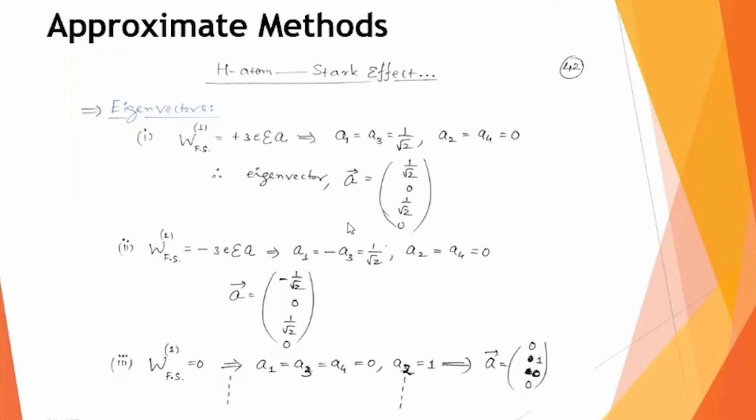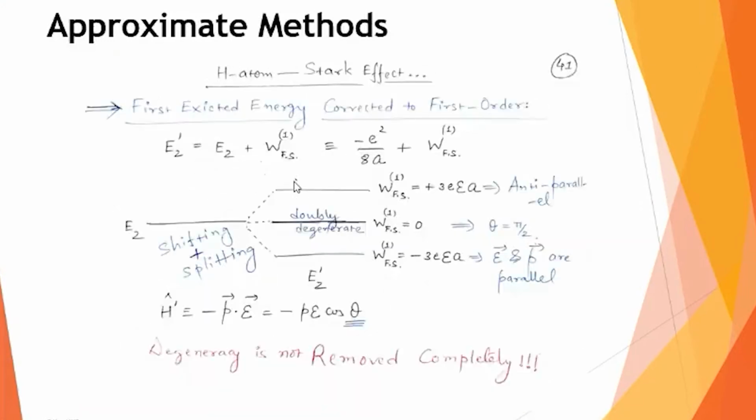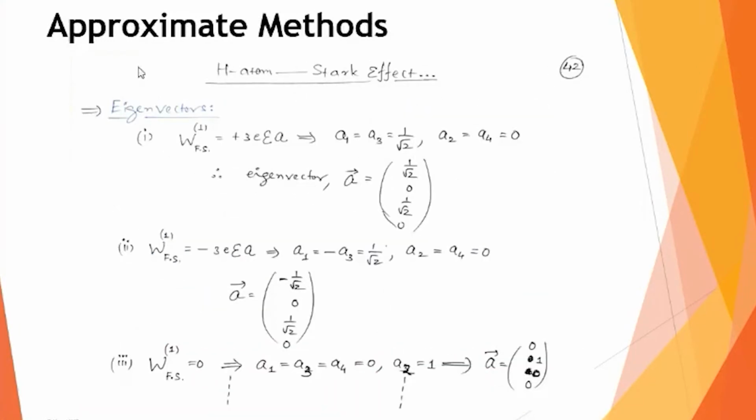So if I form the corresponding eigenvector, it will be 1 by root 2, 0, 1 by root 2, 0. This is nothing but your vector A, the eigenvector, correct? You know that the vector can also be written as a column matrix. So this is what we can calculate for the case when W1 is plus 3 EA. If you have it with a minus, then A1 and A3 are equal but with opposite sign, so accordingly your eigenvector will have components like this.